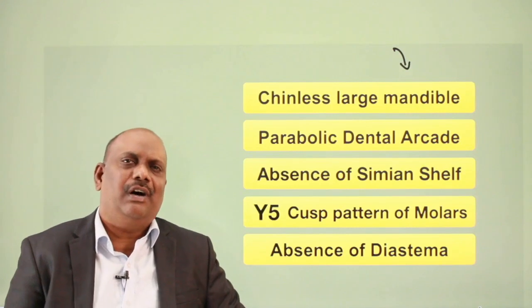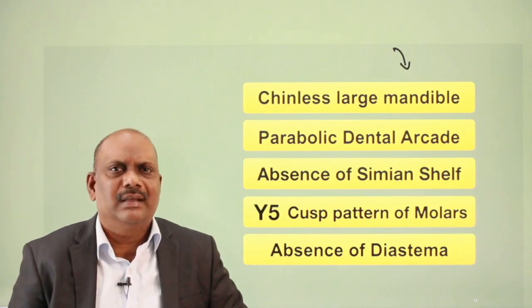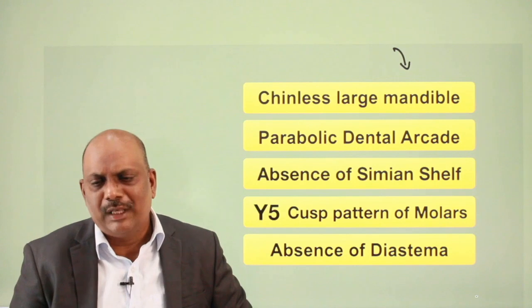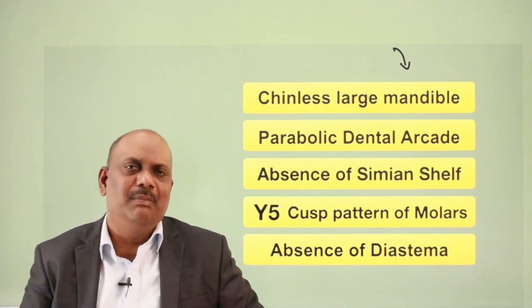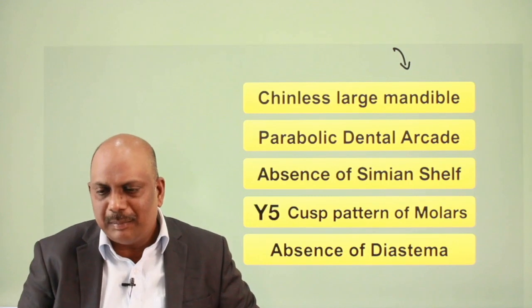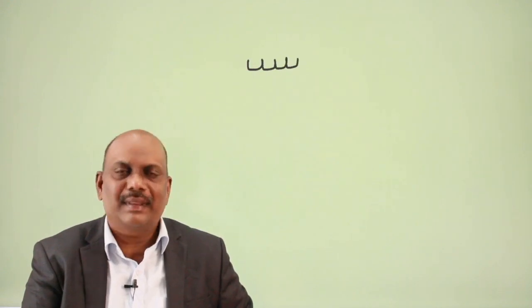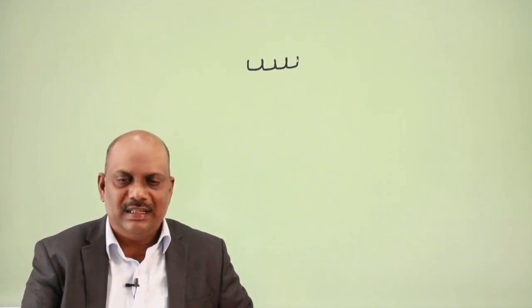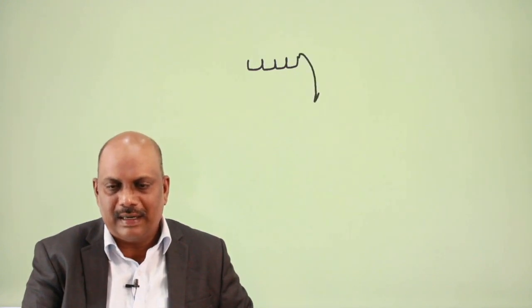Then absence of diastema. This is one very important character. So diastema refers to a gap in between the teeth. For most of the primitive apes, they had a huge diastema between the incisors and the canines. Because primitive apes like Dryopithecus, Ramapithecus, Sivapithecus had large tusk-like canines. Incisors will be followed by canines, and these canines will be tusk-like.